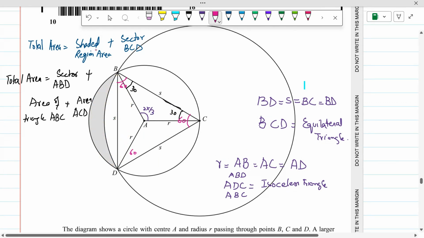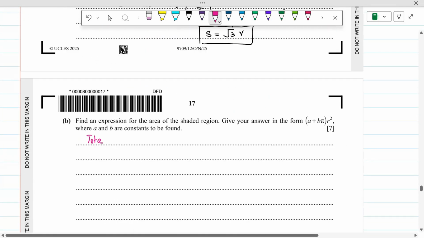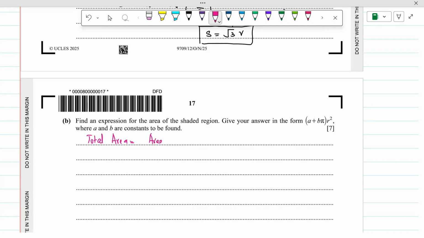Now the total area is the shaded region area and sector BCD. Total area is the area of the shaded region plus the area of sector BCD, big circle.